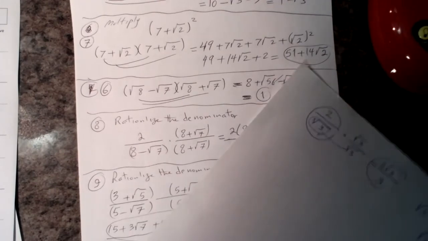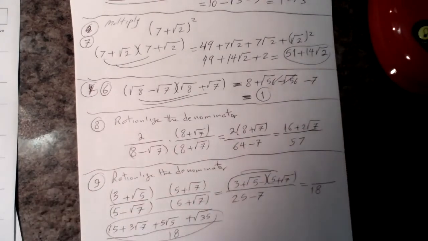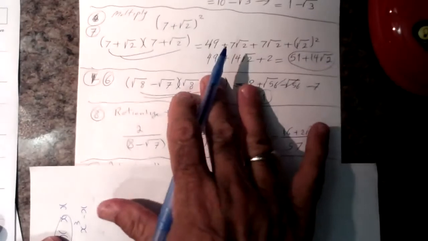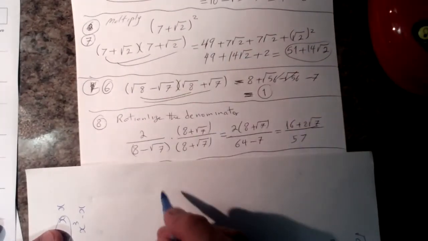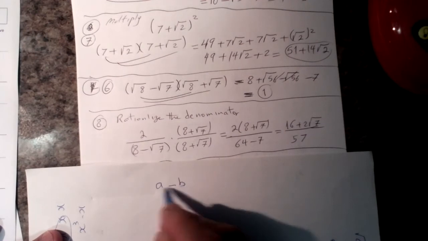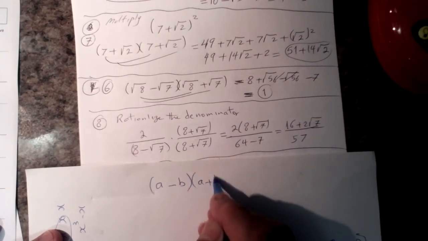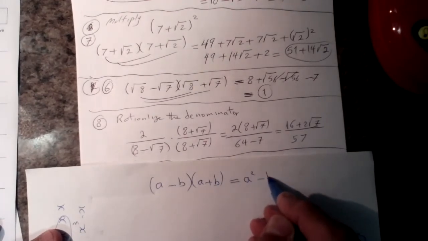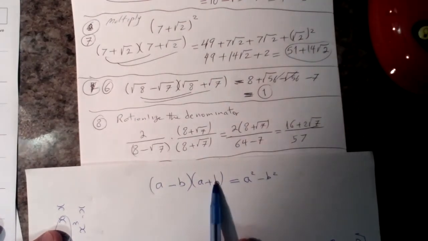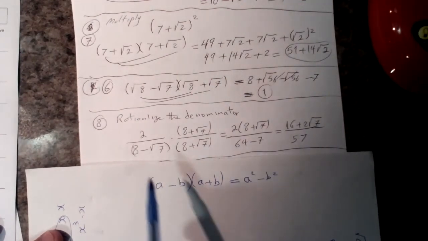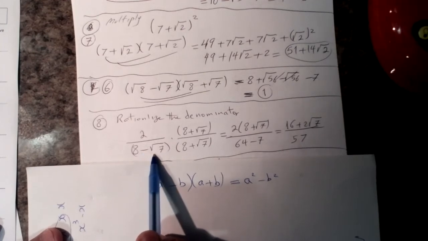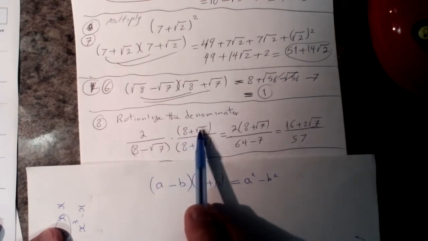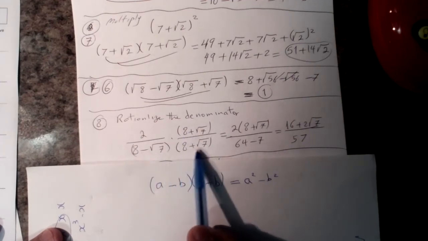Now, what if you have a minus radical 7? In that case, we have a rule: if you take a minus b and multiply that by a plus b, they say conjugate. We had that in the factoring. The outcome is a squared minus b squared. Both must be equal with the opposite sign. So if I have 8 minus radical 7 and I want to remove the radical, you have to multiply by 8 plus radical 7 over 8 plus radical 7.